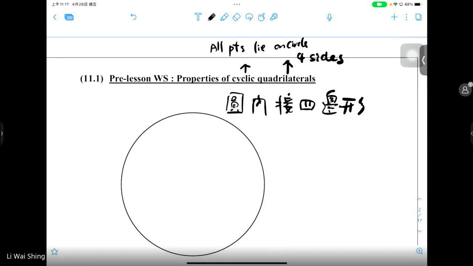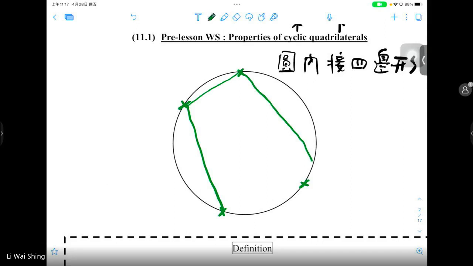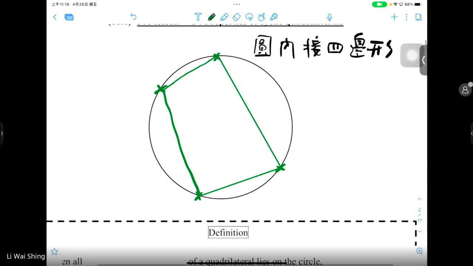So could you draw me a cyclic quadrilateral in the bottom figure? So a quadrilateral where 4 points are on the circle. So it may look something like this. This is a cyclic quadrilateral. A circle, okay? A circle that passes through all 4 points of the quadrilateral. It could be a large one or it could be a small one. Even though it is so small, it is a cyclic quadrilateral.